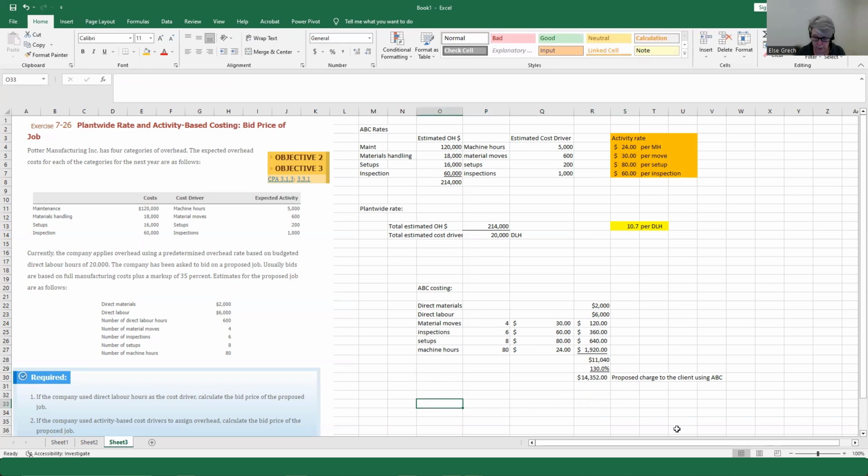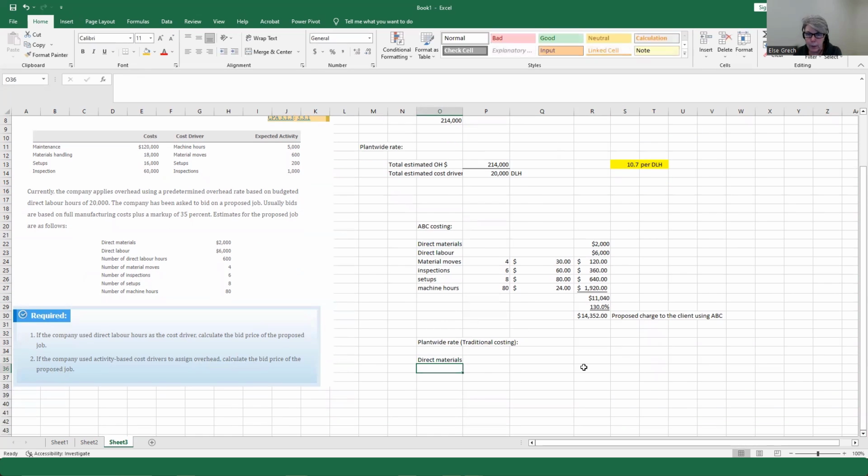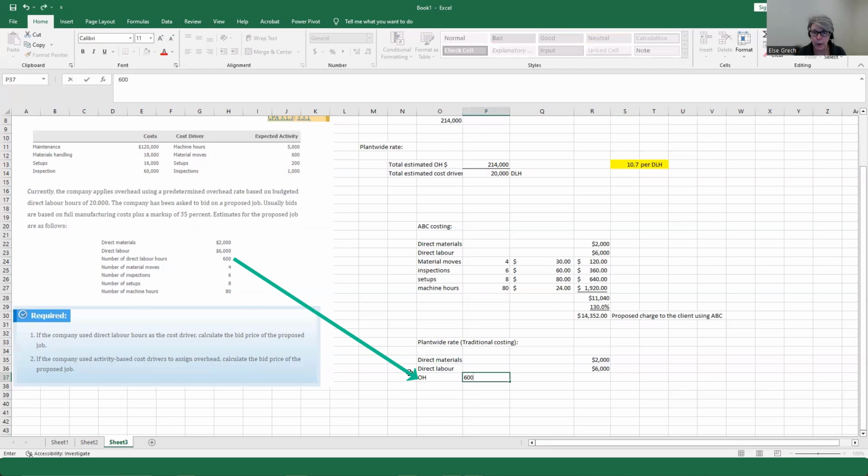Now, what if we were using the plant-wide rate? Also called the traditional costing. What would happen? In this case, let's just go down a little bit. We would take the direct materials, and it would still be equal to 2,000. We would take the direct labor. It would still be equal to 6,000. But now we're going to take the overhead. We're going to take the number of direct labor hours, 600 direct labor hours right here. We're going to take the application rate for the plant wide. Remember, that's $10.70 per direct labor hour. We're going to multiply the two.